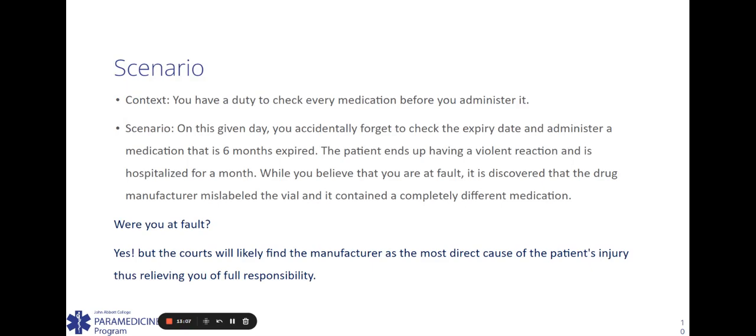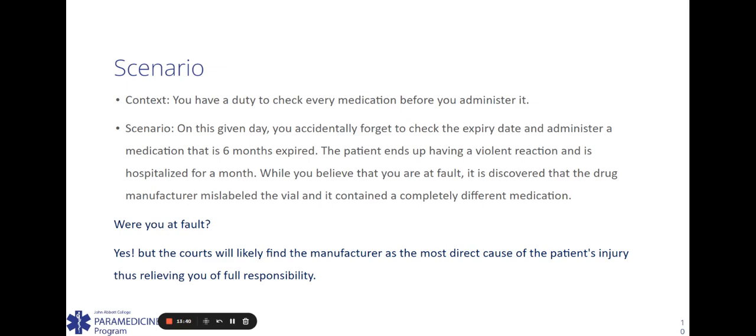Let's go through another scenario. So the context, you have a duty to check every medication before you administer it. The scenario is, on this given day, you accidentally forget to check the expiry date and administer a medication that is 6 months expired. The patient ends up having a violent reaction and is hospitalized for a month. While you believe that you are at fault, it is discovered that the drug manufacturer mislabeled the vial and it contained a completely different medication. So again, this is a completely fictitious scenario just to make you understand the concept of causation chain.